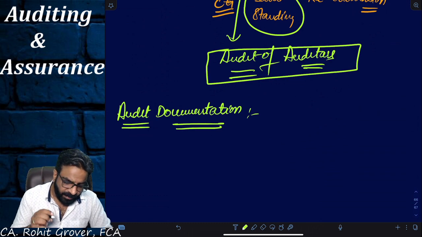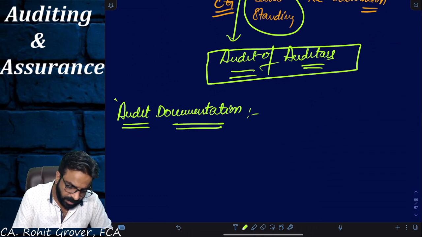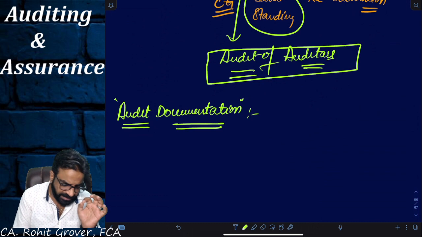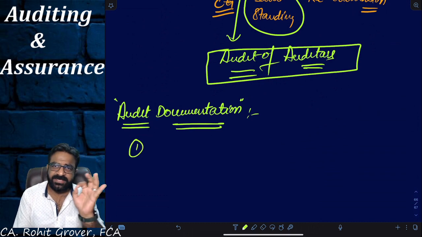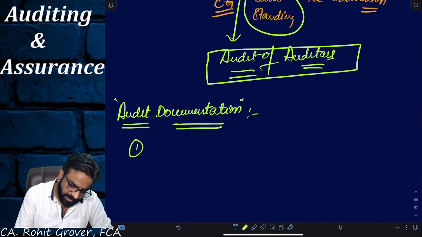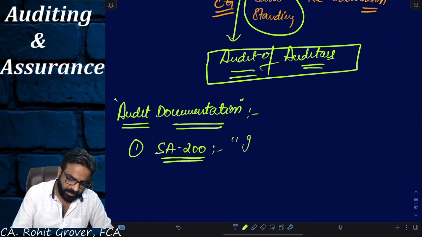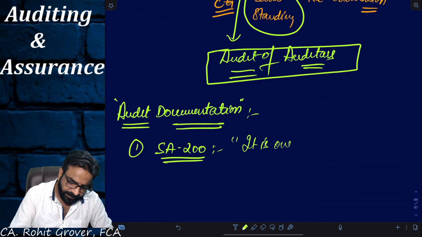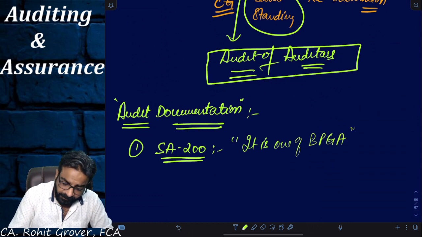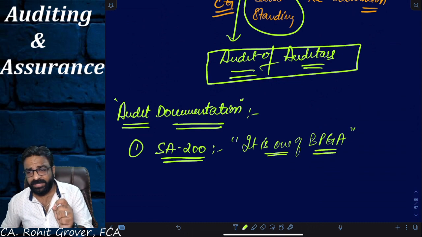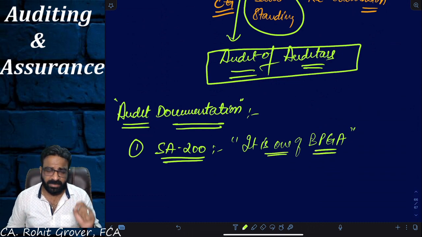Now, everyone, what do you understand by the term documentation? Everyone, please give me the answer. Where have you heard this word for the first time? We heard this in SA-200. I hope you all will agree with me. So can I say that it is one of the basic principles governing an audit? Yes. Audit documentation is one of the basic principles governing an audit.